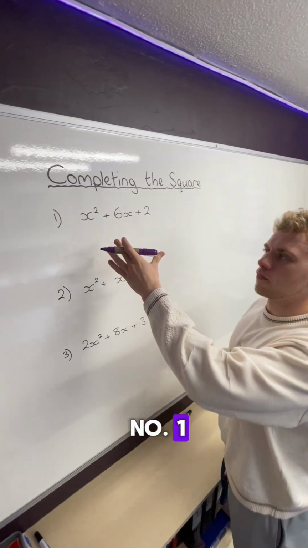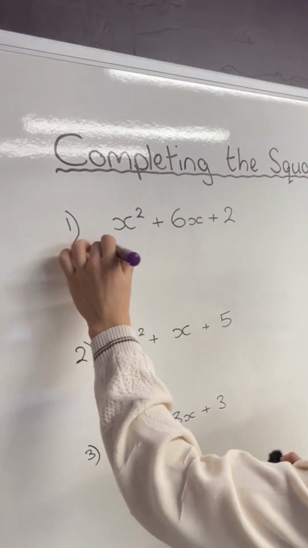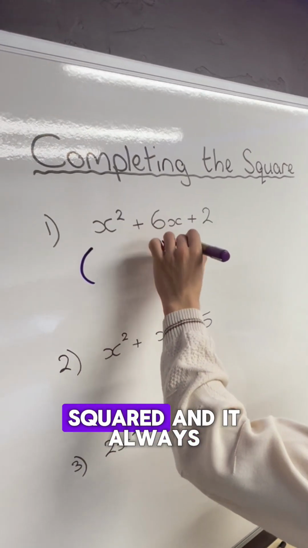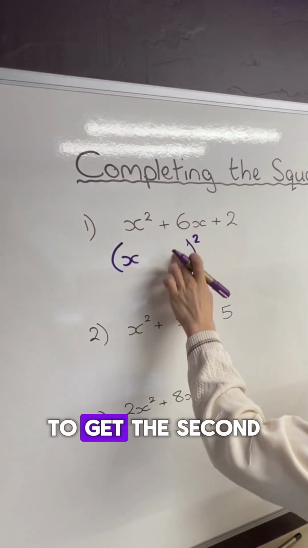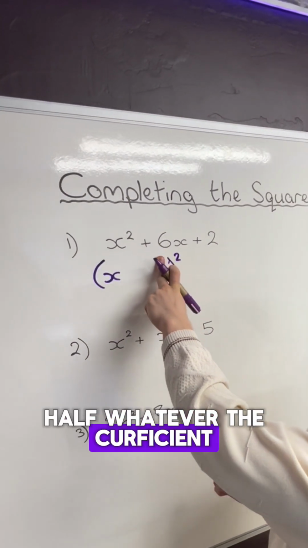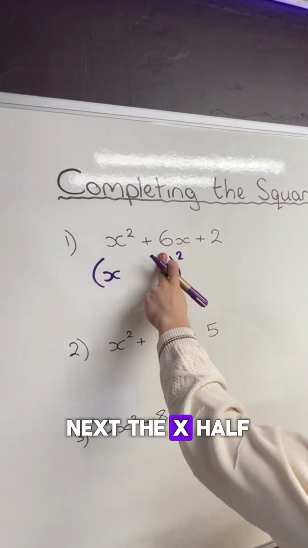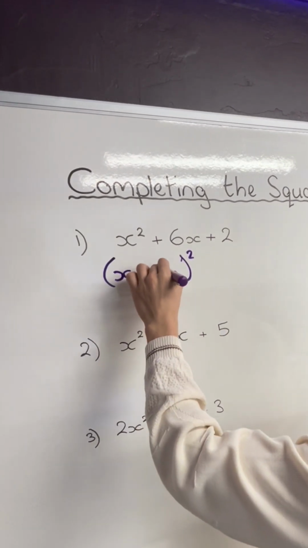Completing the square on number 1, you need to draw a bracket. The bracket is always squared and it always starts with an x. To get the second term here, you always need to halve whatever the coefficient is of x, which is the number next to the x. Half of 6 is 3.